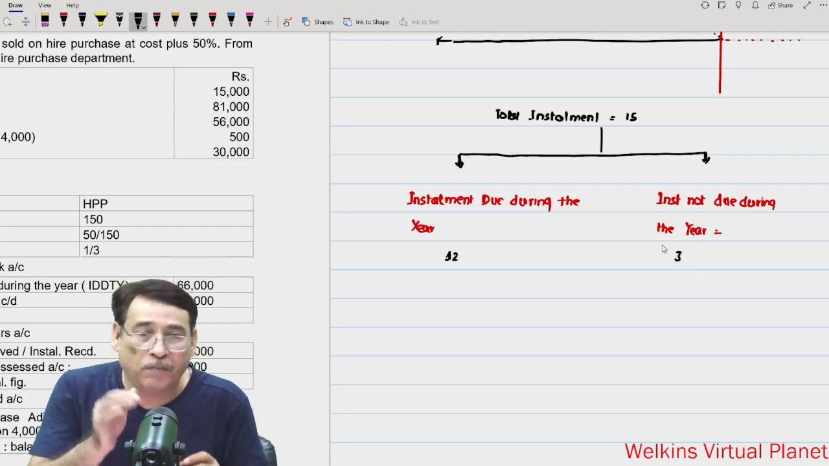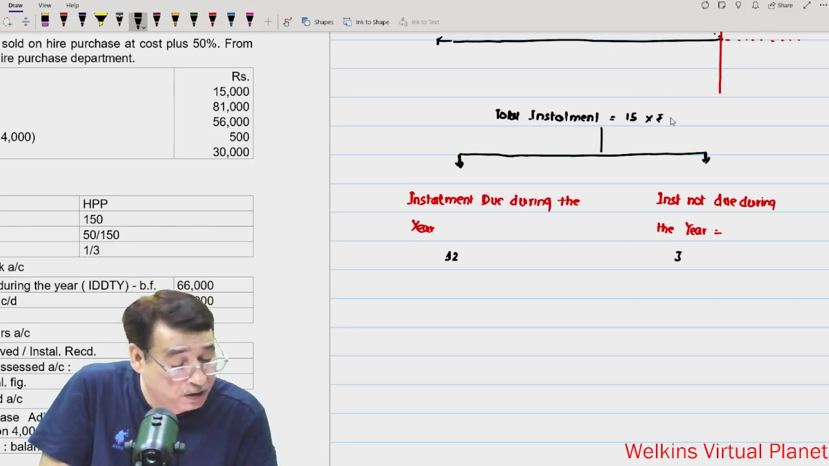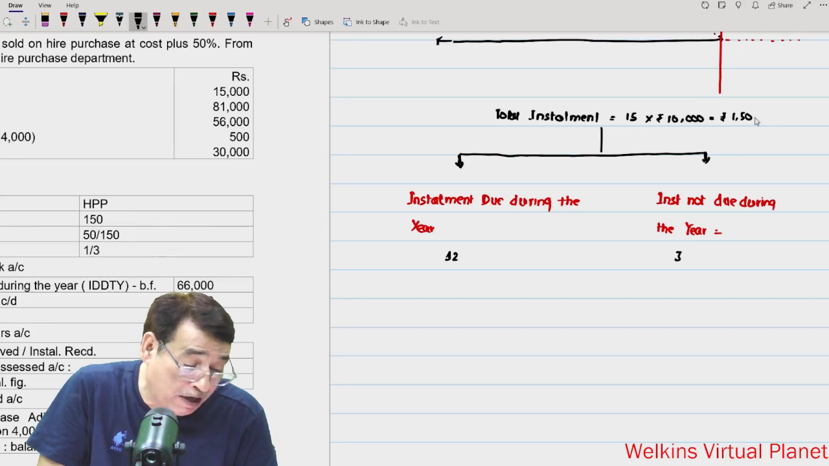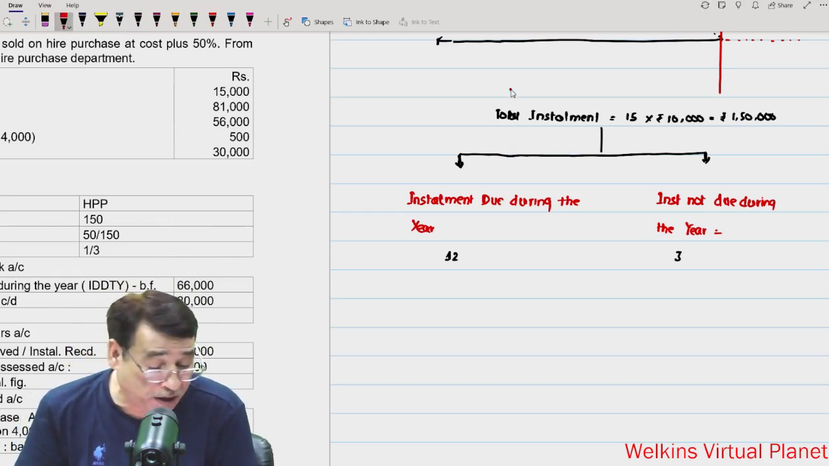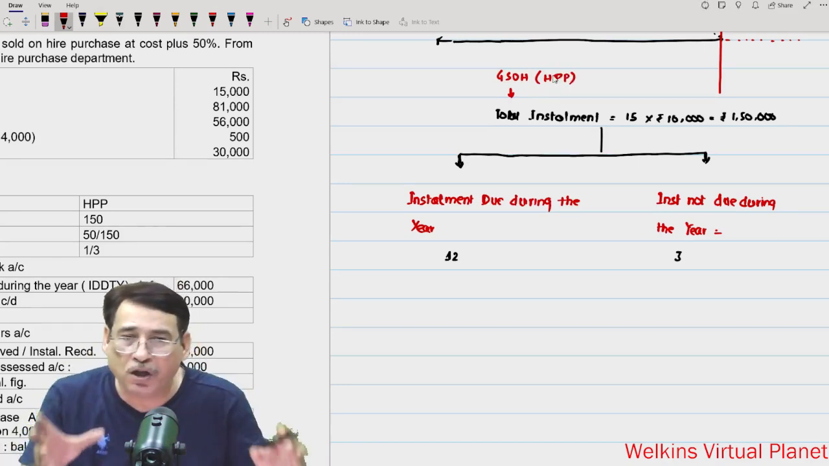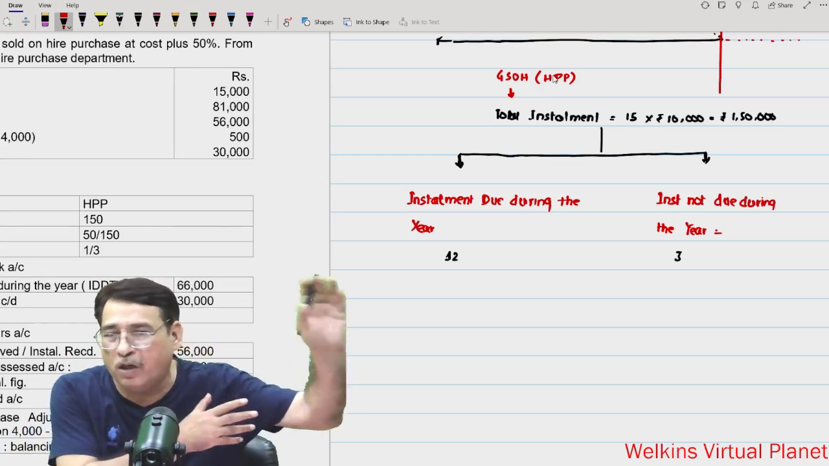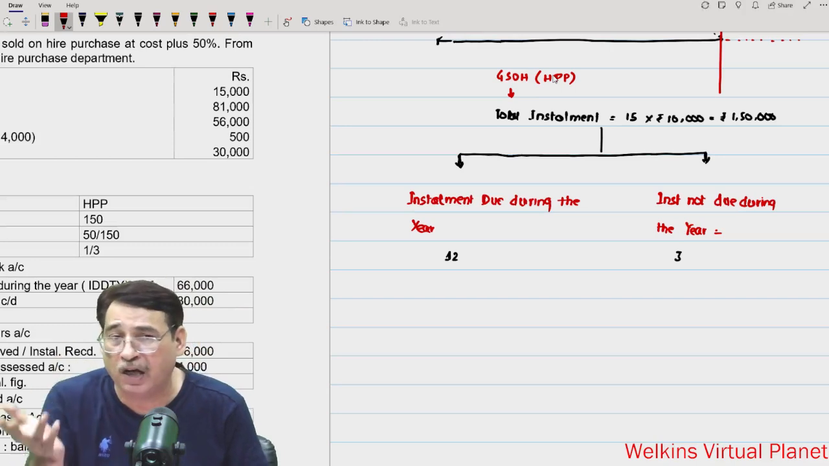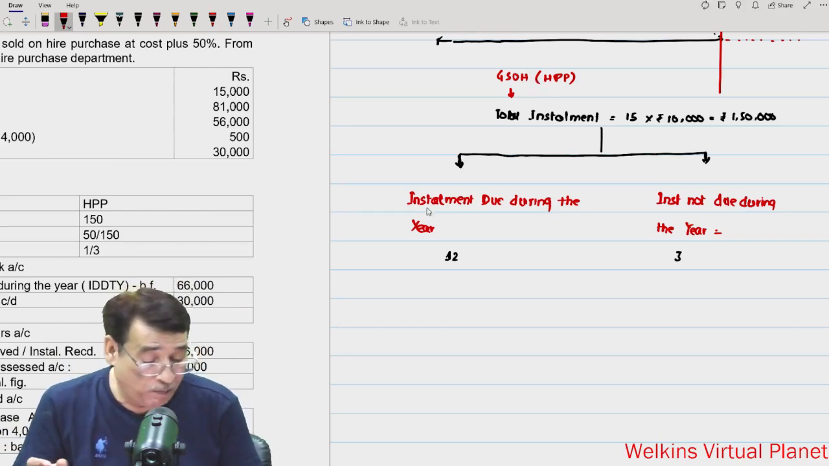Now you need to understand some important facts. For example, total installments are 15, and if I multiply it with rupees 10,000, that means total installment amount, the total amount the purchaser is supposed to pay me, is 1,50,000. Is it clear to you? So total installment is nothing but your goods sold on hire, GSOH, goods sold on hire at higher purchase price. So whenever I say total installment, immediately it must strike in your mind that we are referring to goods sold on hire. We sold the goods to the purchaser on hire at a higher purchase price of 1,50,000. And total installment will always be equal to goods sold on hire at higher purchase price, number one. Number two, installment due during the year.